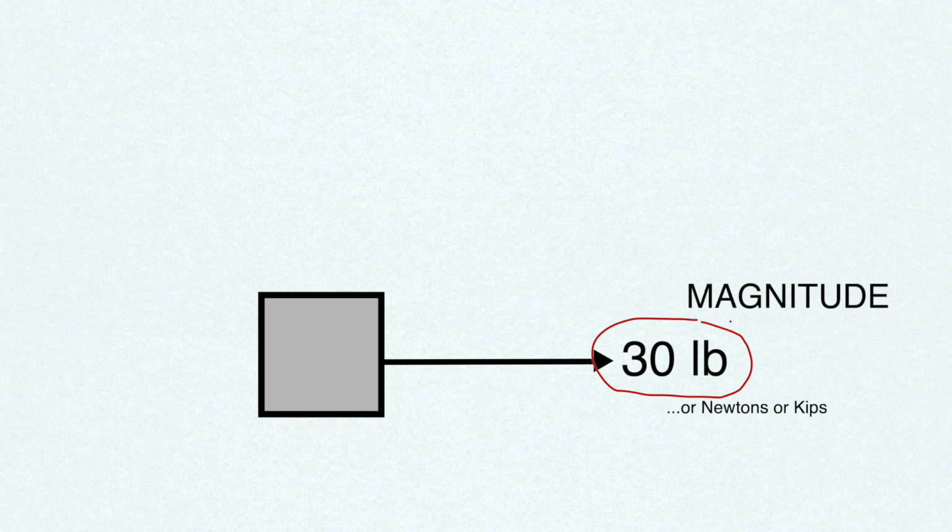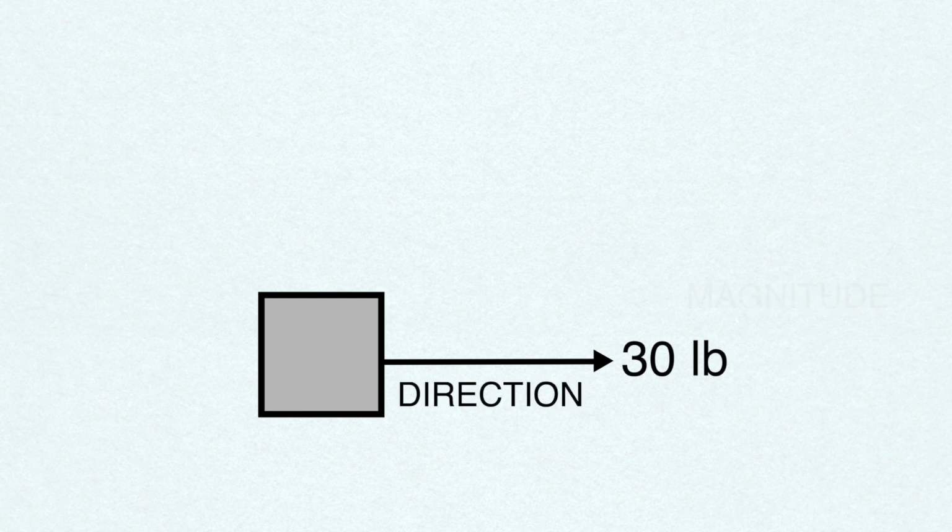Something else that's worth mentioning is that the way the arrow is pointing is called the direction of the force, and how strong the force is, meaning how many pounds it is, is called the magnitude. So here, the magnitude is 30 pounds of force, and the direction is to the right.